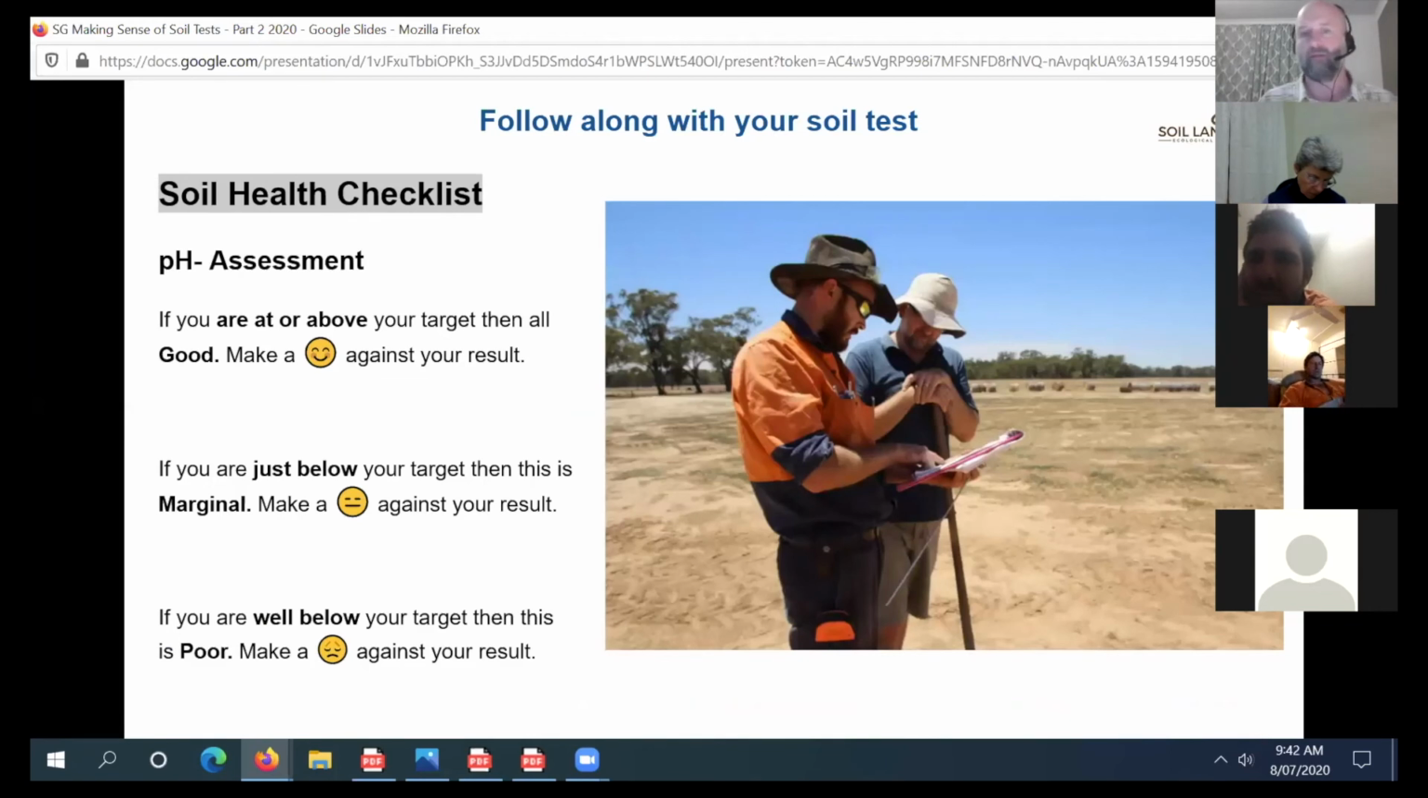So again, you do your benchmarking thing. Do I have a smiley face, a neutral face, or a sad face? If I have a sad face, what it means is that I'm losing potential yield, or I've got to invest money to fix, whether it's pH or organic matter. When you have a sad face, you are losing potential income, either yield potential loss, or I've got a problem that I have to spend money on to fix.